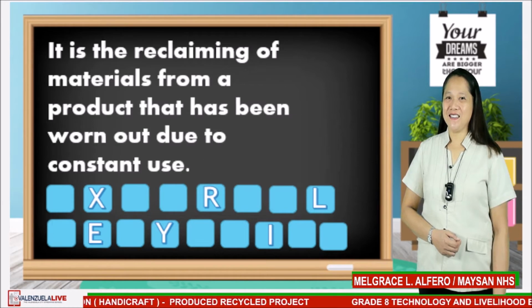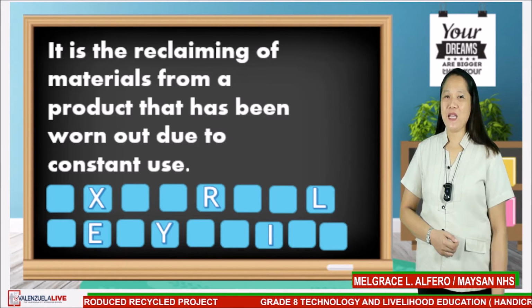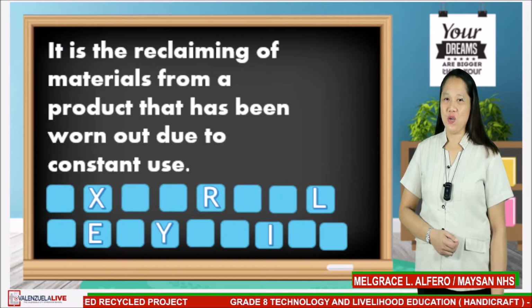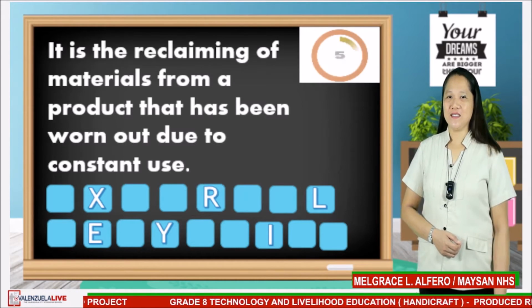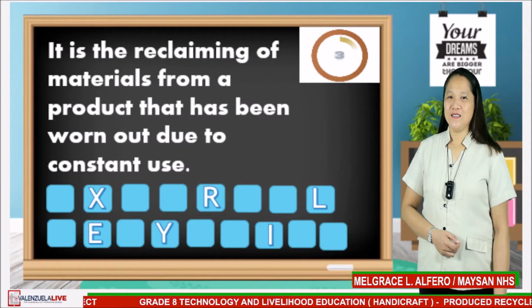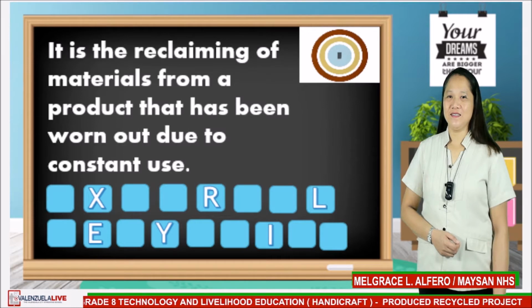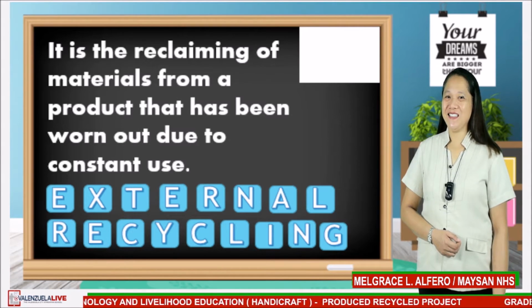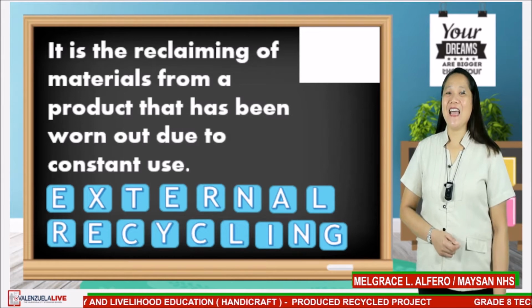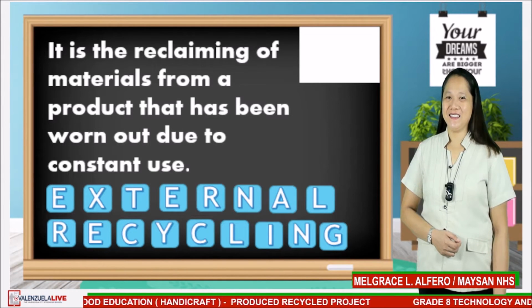Number 3. It is the reclaiming of materials from a product that has been worn out due to constant use. Timer starts now. Time is up. What is the answer? That's great. The answer is external recycling.